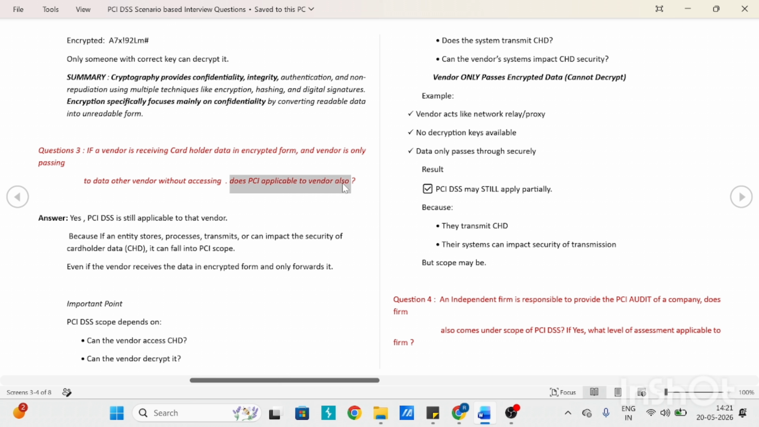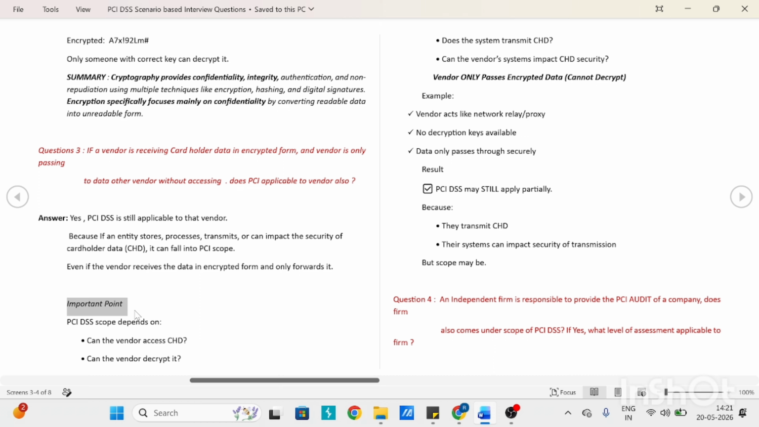This question is very intellectual, where the auditor is asking about a vendor who is collecting the data but not reading it. He is not storing or processing it. The vendor is collecting the data, but at the same time passing it to the other vendor without reading it, and the data is received by the vendor in encrypted format. So PCI DSS is still applicable to that vendor. Why? Because if an entity stores, processes, or transmits, or can impact the security of the cardholder data, it falls under the scope.